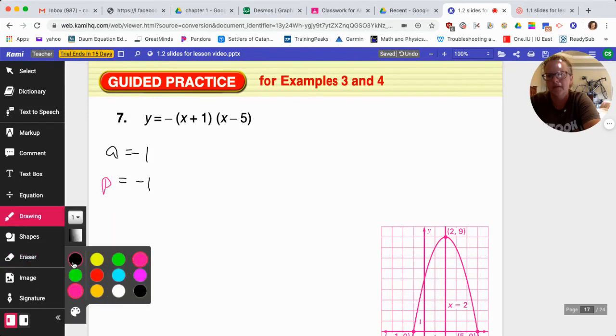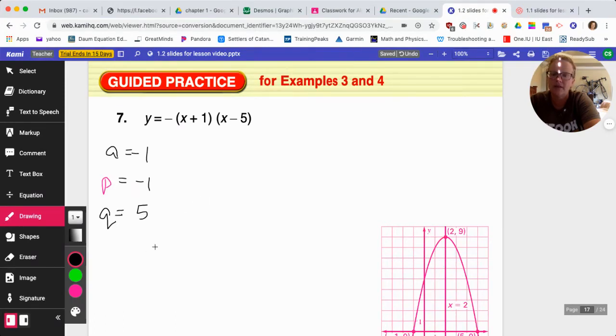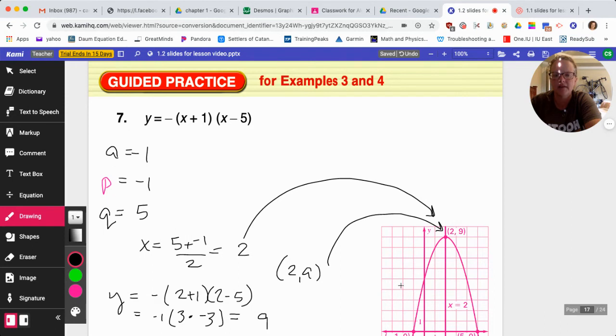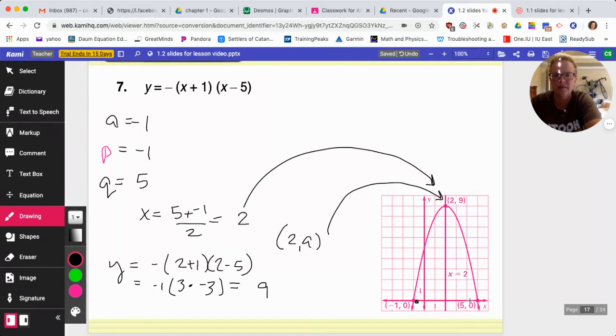So halfway between them, x equals (5 plus negative 1) over 2, which is 2. For y, I'm going to plug that in. 2 plus 1, 2 minus 5. 3 times negative 3 is negative 9, times negative 1. So my vertex is (2, 9). Right there. Axis of symmetry is 2. I plot negative 1 and positive 5 and draw my parabola.